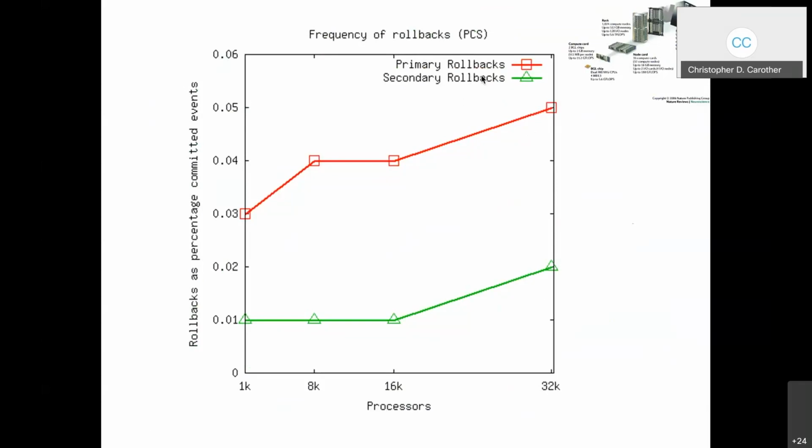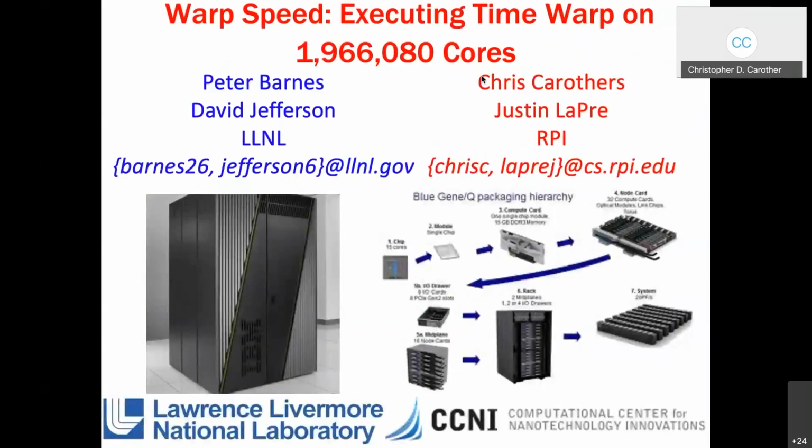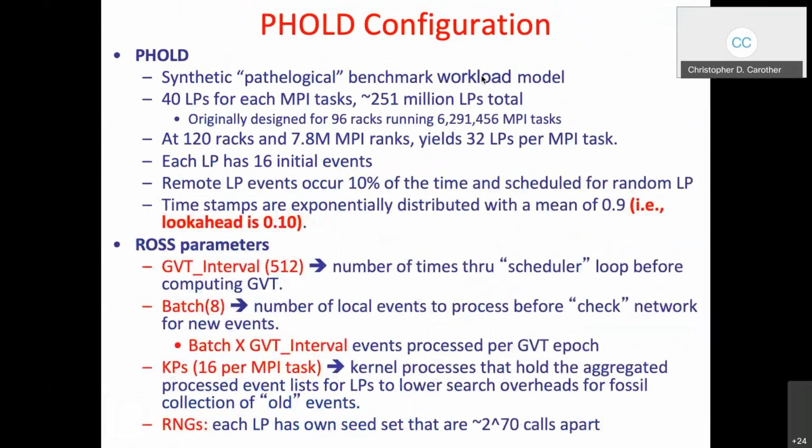All right, so now I want to jump into the results we got when we jumped onto the Sequoia system I alluded to earlier, and this was work that was done with David Jefferson and Peter Barnes out at Livermore. We modified the p-hold configuration just a bit. We had to scale it up a bit. It's a pathological benchmark, but we needed to get to around 250 million LPs so that we could keep a consistent 40 LPs per MPI task when we were going to run all the way out on the system. We were ultimately doing a scaling study.